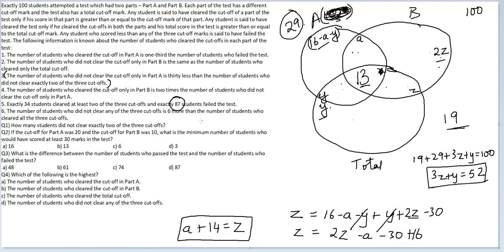Okay. The last thing that we haven't taken care of so far is exactly 34 students cleared at least two of the three cutoffs. 13 out of them is already known. So A plus Y plus Z, these three regions should add up to give me 21. A plus Y plus Z is equal to 21. Now I know A plus 14 to be Z, or A to be equal to Z minus 14. This is also the same thing. So I replace A with Z minus 14 here.